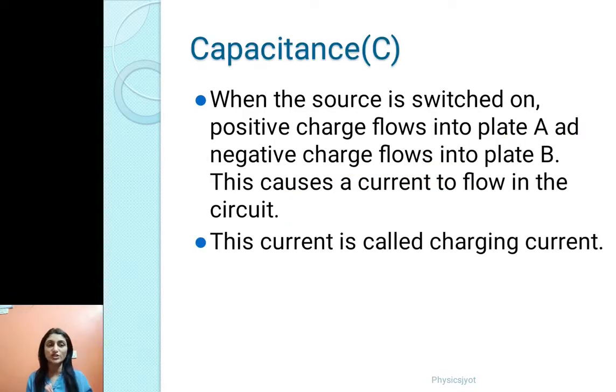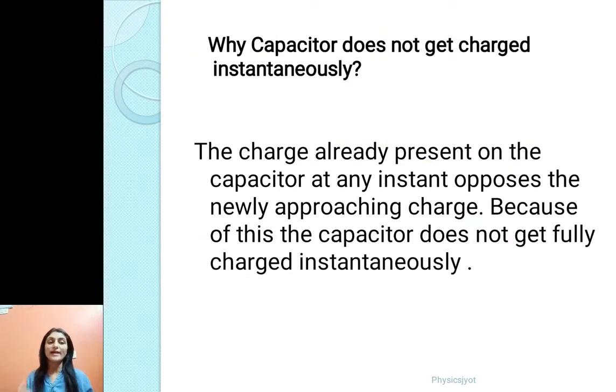Capacitance. When the source is switched on, positive charge flows into plate A and negative charge flows into plate B. This causes a current to flow in the circuit, and this current is called the charging current. Why does the capacitor not get charged instantaneously? We know that in case of an inductor, the current is not rising to its steady value instantaneously because of the presence of back EMF. So what is happening in case of a capacitor? The charge already present on the capacitor at any instant opposes the newly approaching charge. Because of this, the capacitor does not get fully charged instantaneously.